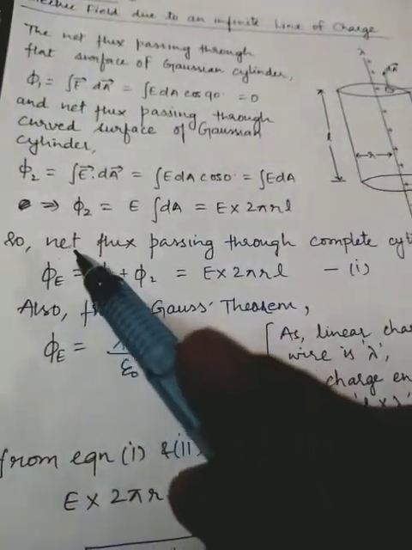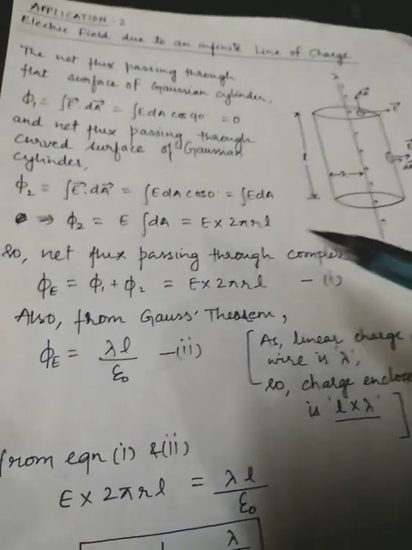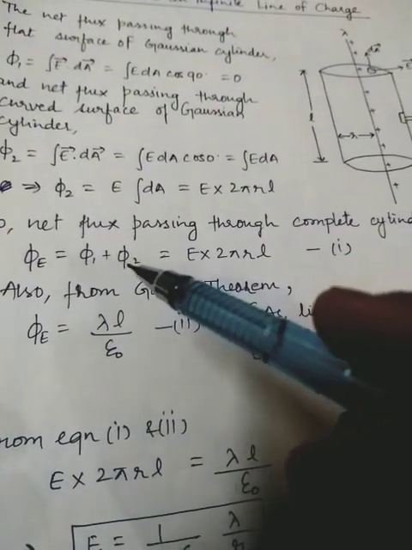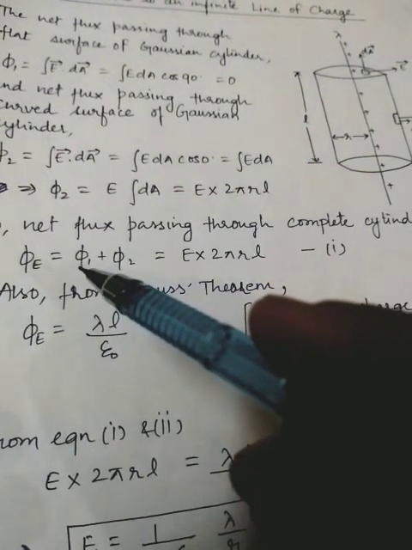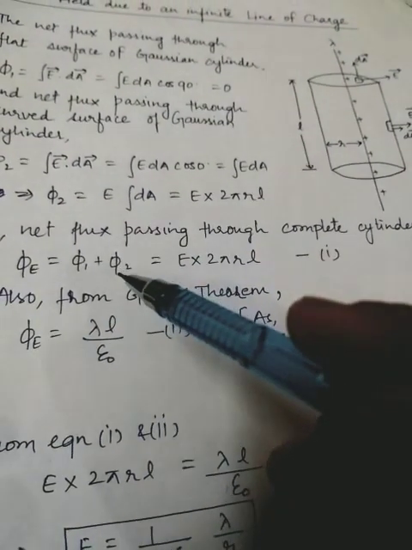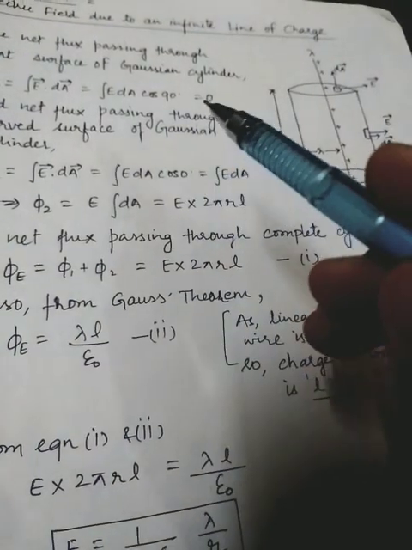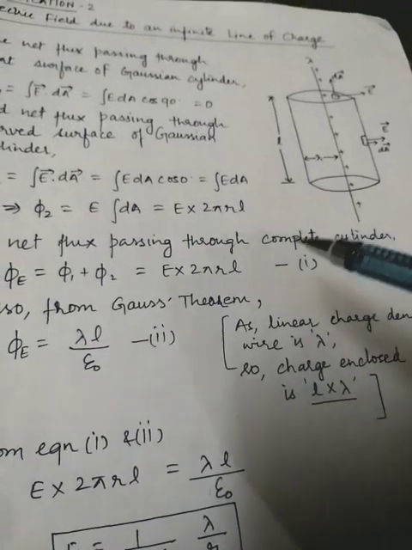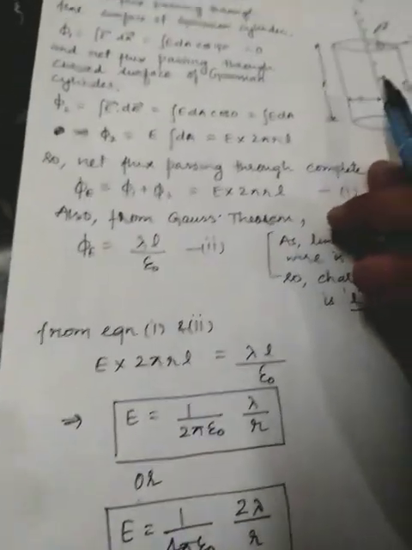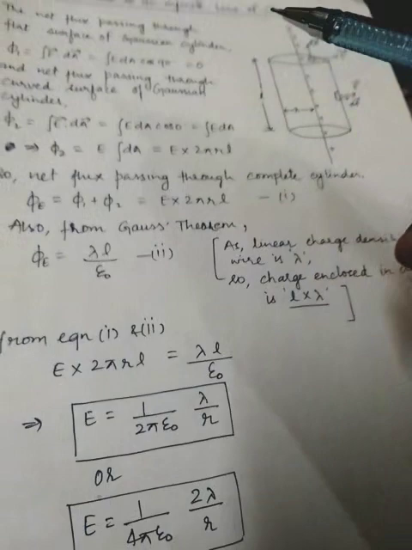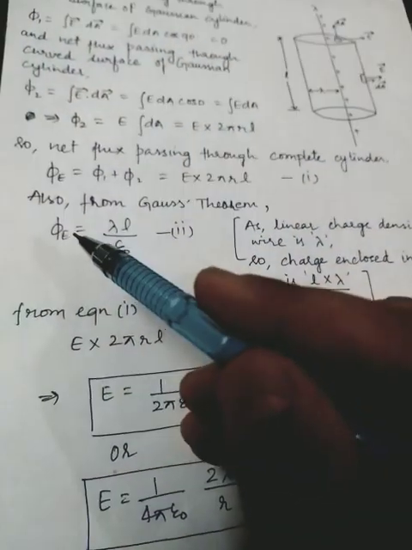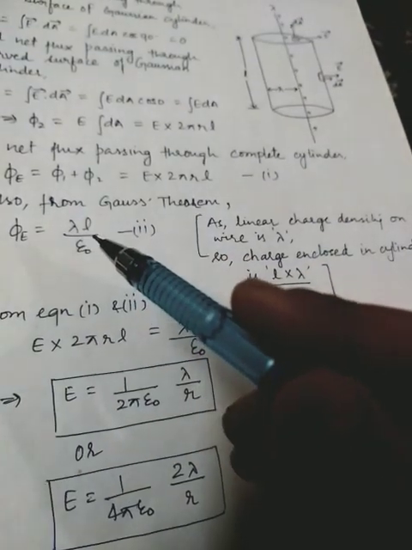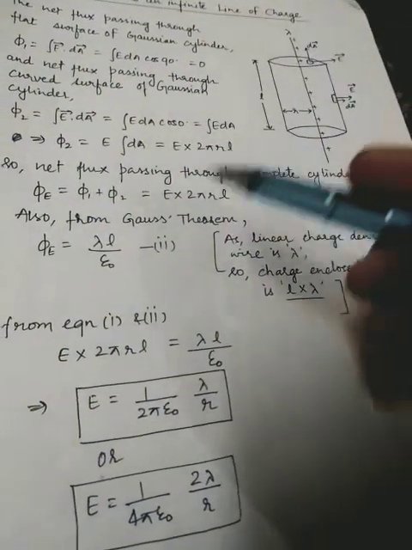Now the net flux passing through the complete cylinder, suppose phi E. So phi E will be equal to phi 1 plus phi 2, means flux passing through the flat surface plus flux passing through curved surface is equal to 0 plus E into 2 pi RL. Let it be equation number first. Now as it is the application of Gauss theorem, so we have to use Gauss theorem here. The net flux passing through the cylinder is equal to total charge enclosed inside the cylinder upon epsilon naught.